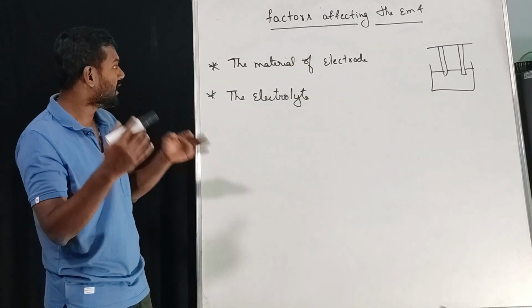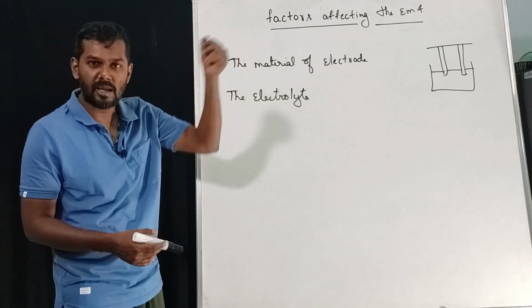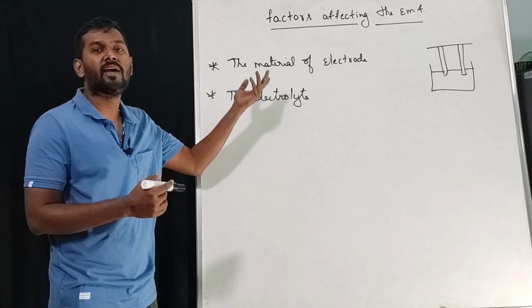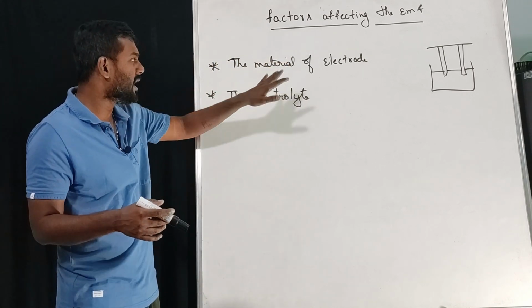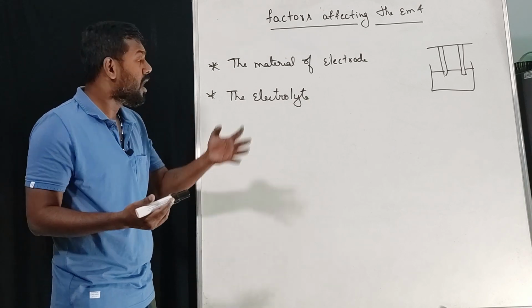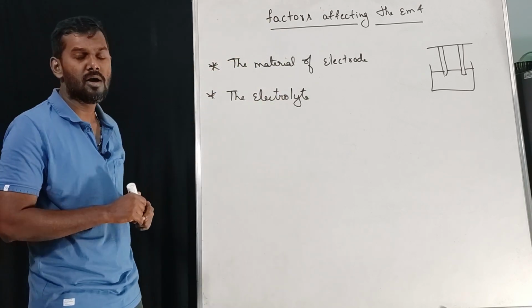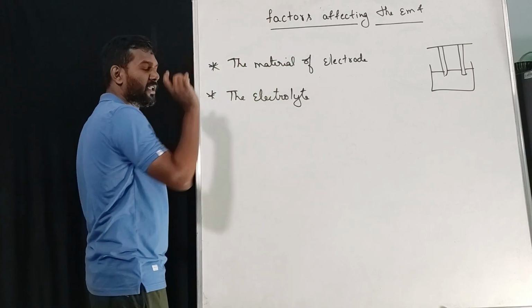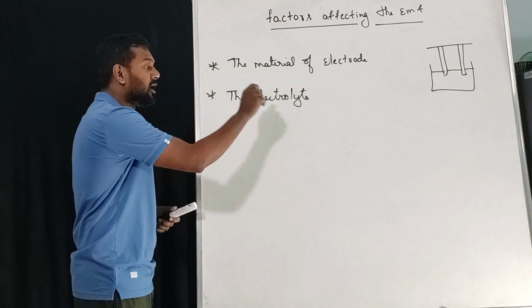In the board exam they cannot ask how the material and electrolyte will affect EMF, because we don't know what kind of material and what kind of electrolyte we are going to use. There is no specific material and electrolyte, correct? So how these two affect EMF, this question will not be asked in the board exam. The only question they can ask is what are the factors affecting EMF. That will be the materials of the electrode and the electrolyte.